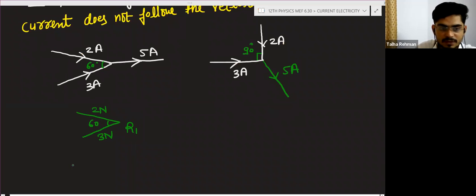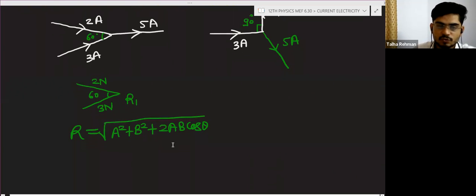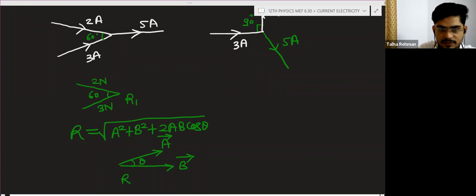Okay, I am telling. The formula of the resultant is a square plus b square plus 2ab cos theta if two vectors are like this. Suppose this is vector a, this is vector b, and these two vectors are at angle theta, then resultant will be this. So in this case, the resultant will be different because here theta is different.